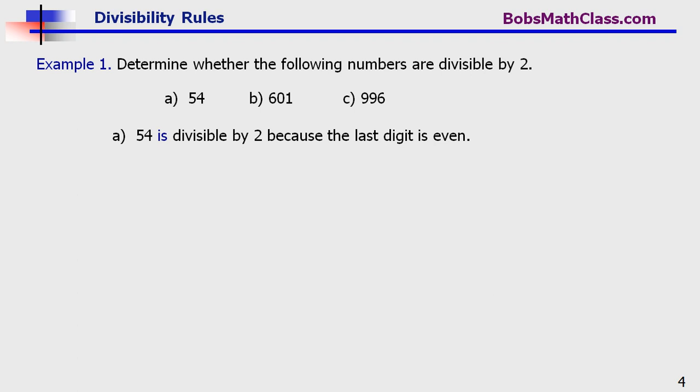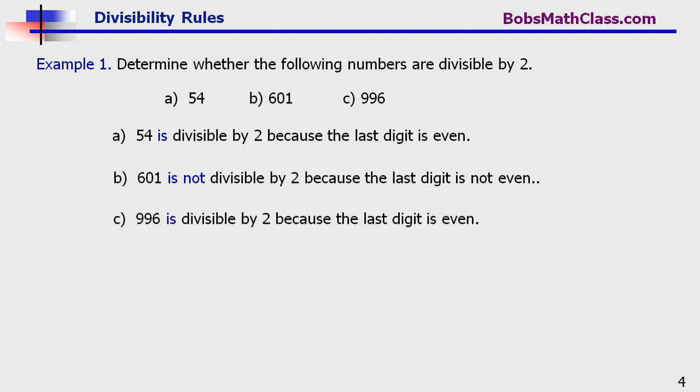Next one, 601. Look at the last digit. Is it even? No, it is not. Therefore, it is not divisible by 2. Okay, last one, 996. Is it even? Yes. So it is divisible by 2 because the last digit is even. That was it. Okay, let's go to the next example.